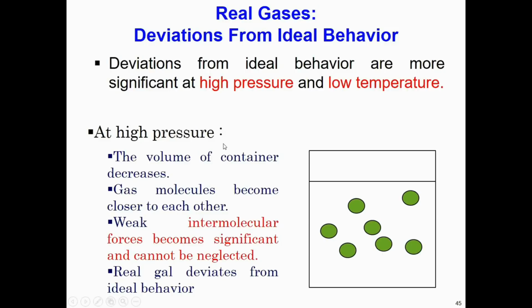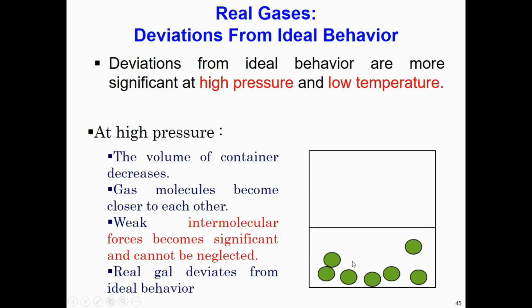At high pressure, the volume of gas decreases, as we can see in this animation. So when the volume of gas decreases, the gas molecules become closer to one another. When they are closer to one another, the intermolecular force is important. So we cannot ignore the intermolecular force when the gas particles are close to each other. Therefore, the ideal gas now becomes real gas.